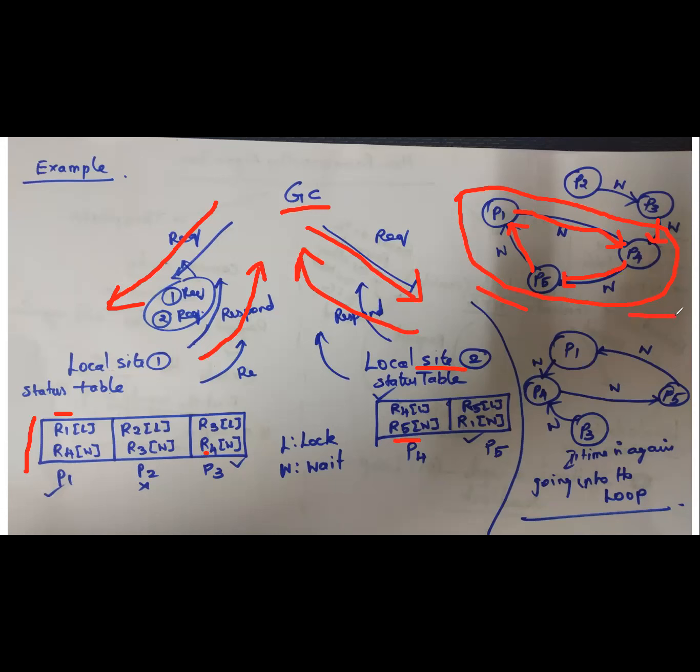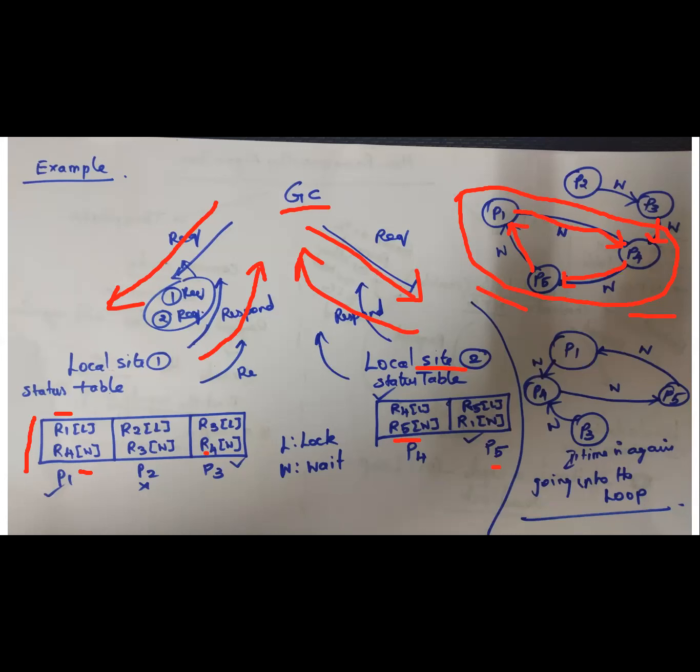Now, in the second phase, what are they going to do? As I told you, there are two commonalities. You can see here, R1 is locked by P1, and P5 is requesting R1. He's waiting for R1. So there is a common relationship between P1 and P5. I hope you are following what I'm saying. Because here R1 is locked by P1 and P5 is waiting for R1.